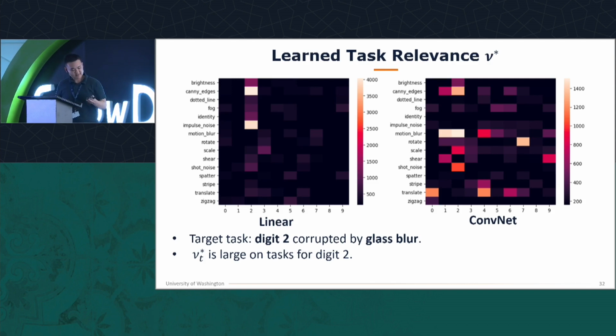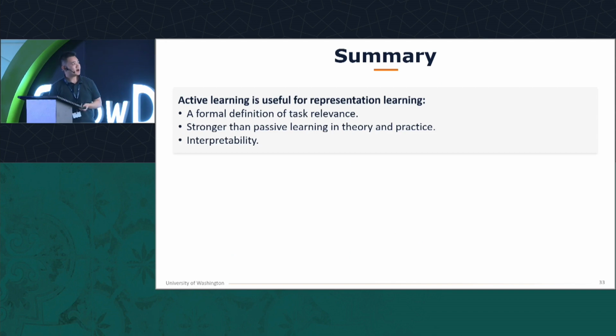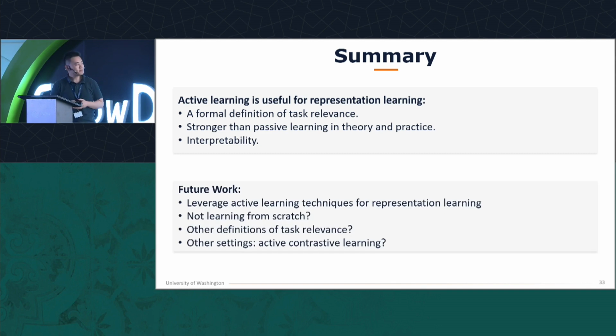All right, so in summary, for the second part, I believe active learning is very useful in representation learning and is underexplored. Here we give a formal definition of task relevance, and we show that it can be stronger than passive learning in both theory and practice, and the score also gives you some interpretability.